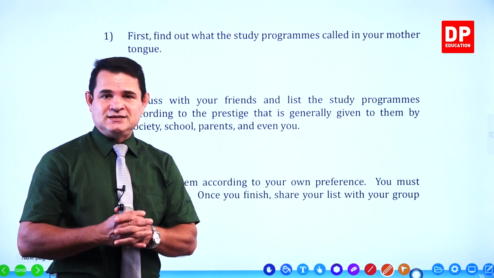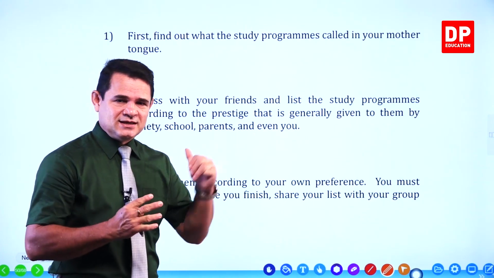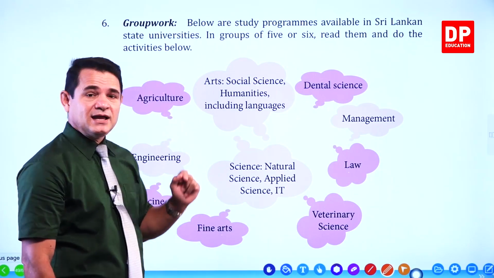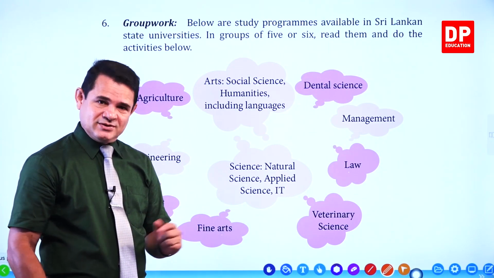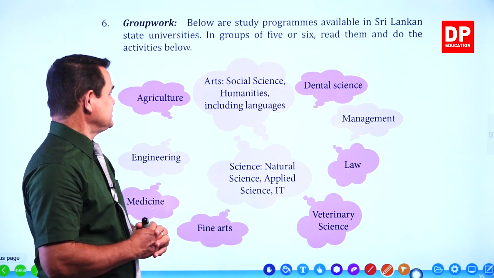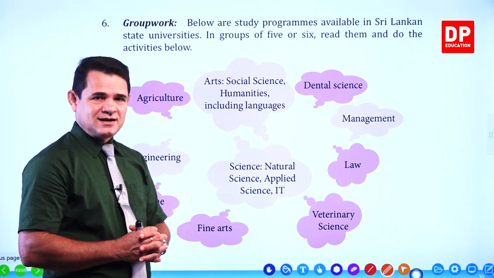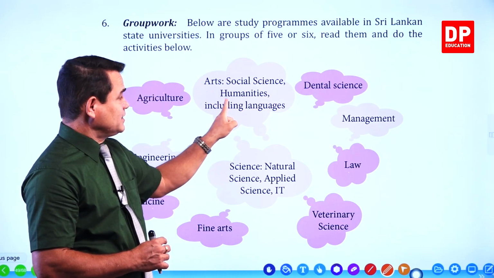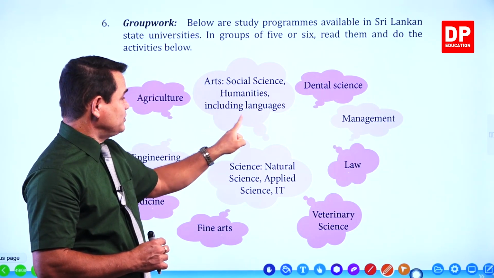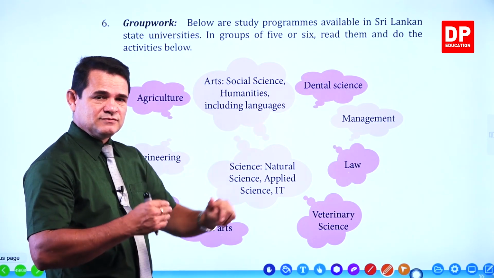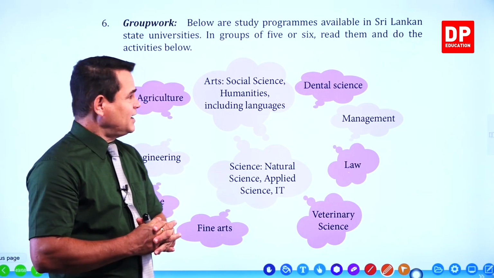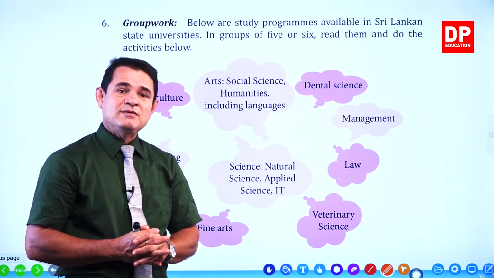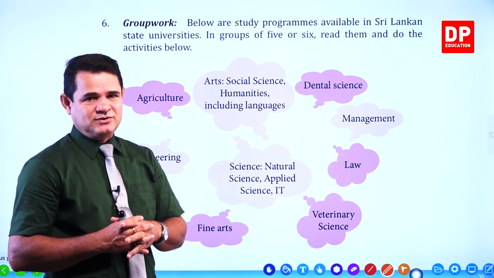In your mother tongue. What do you call agriculture? කෘෂි කර්මය. Easy. Arts. කලා විෂයන්, right? Social science, සමාජ විද්‍යාව, and humanities including languages. Languages, භාෂාවන්, and dental science, දන්ත විද්‍යාව.